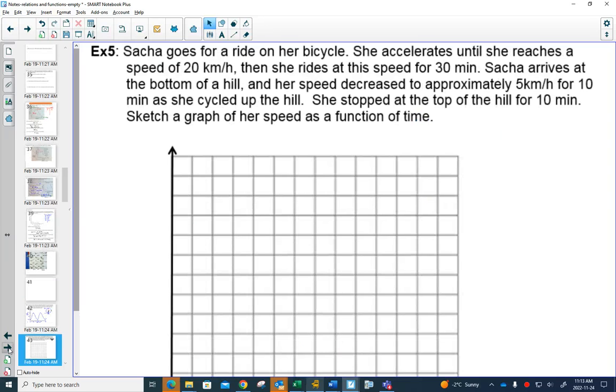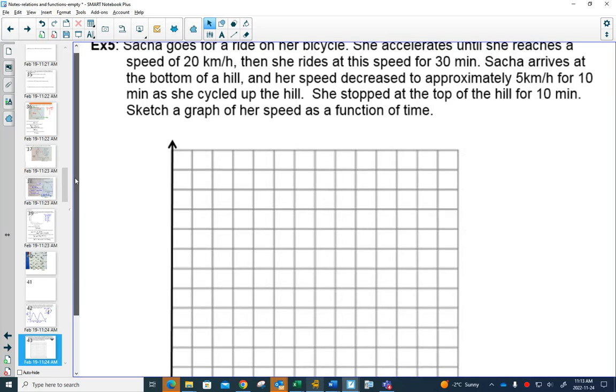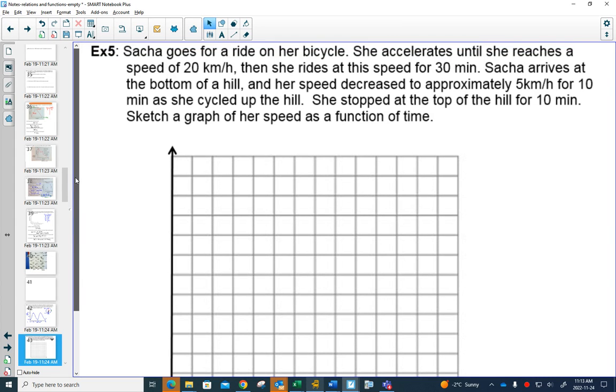So one of the things that we have to figure out with these graphs is what's going along your x-axis, what's going along your y-axis, what's dependent and what's independent for drawing this. So Sasha goes for a ride on her bicycle. She accelerates until she reaches a speed of 20 kilometers an hour. Then she rides at this speed for 30 minutes.